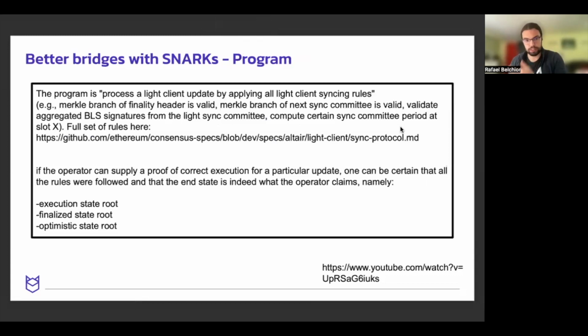Right? So the program is to process a light client update by applying all light client syncing rules. And basically an operator can supply a proof of correct execution for a particular update. The output of this process is the execution state root, the finalized state root, and an optimistic state root. We are interested in the execution state root, which is this Merkle root.